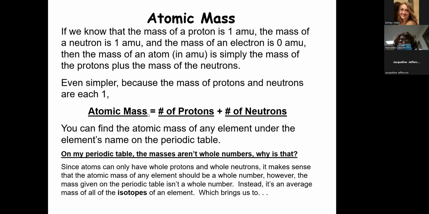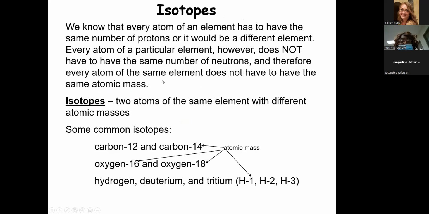All right, so there we go. So we talked about an isotope. An isotope is two atoms of the same element with different atomic mass. Since we know that every atom of an element has the same number of protons, that means the only thing that can be different is the number of neutrons. So let's do carbon, for example.